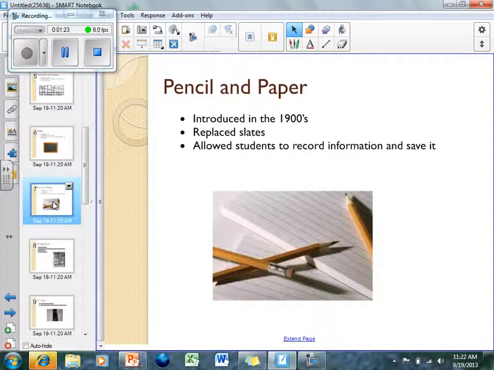Pencil and paper was introduced in the 1900s, and it replaced slates and allowed students to record information and save it instead of having to erase it every time they wanted to write something new like they did on the slates.